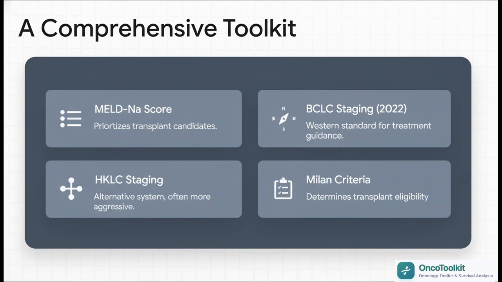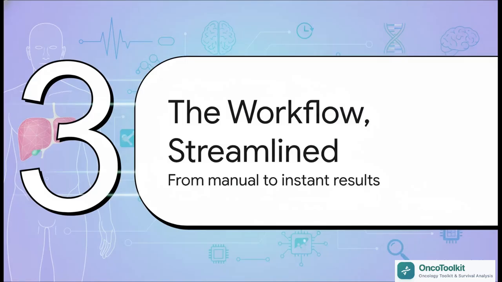Then there's the HKLC staging, which is an alternative that often points toward more aggressive treatment. And of course, the Milan criteria are still the gold standard for figuring out transplant eligibility based on tumor burden. So, how do we take all this amazing science and actually apply it instantly and accurately right at the point of care? Let's take a look at how this all comes together in a streamlined, automated workflow inside Oncotoolkit.